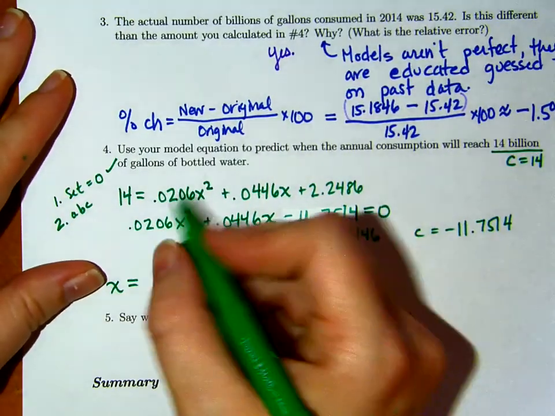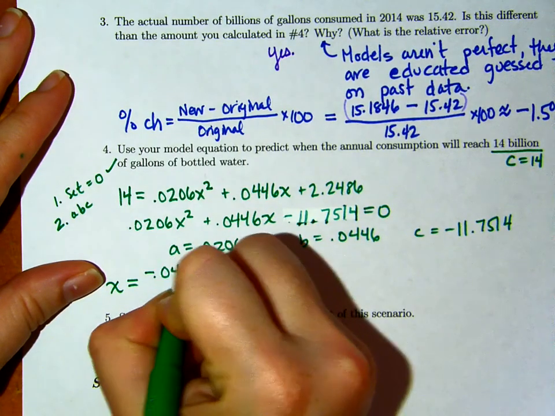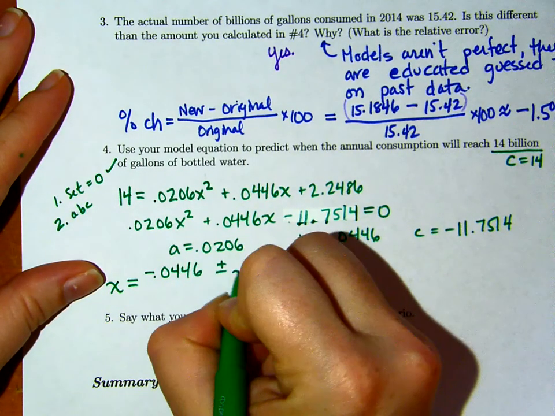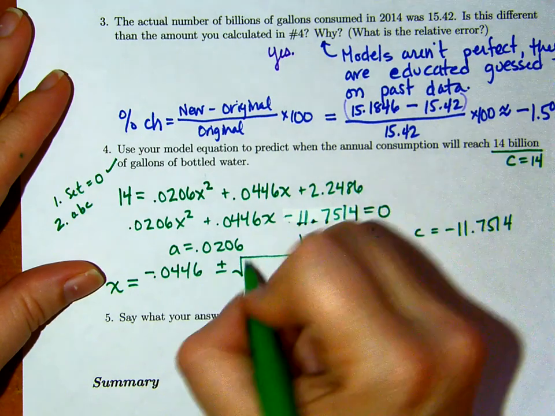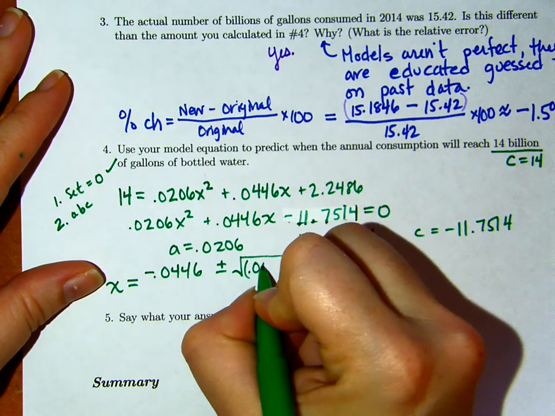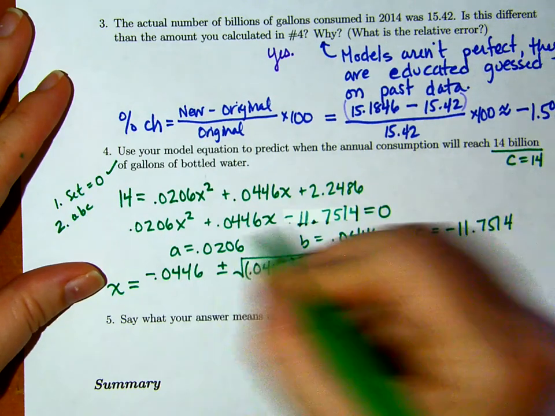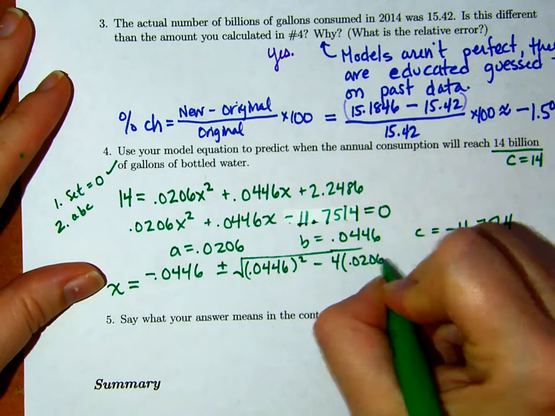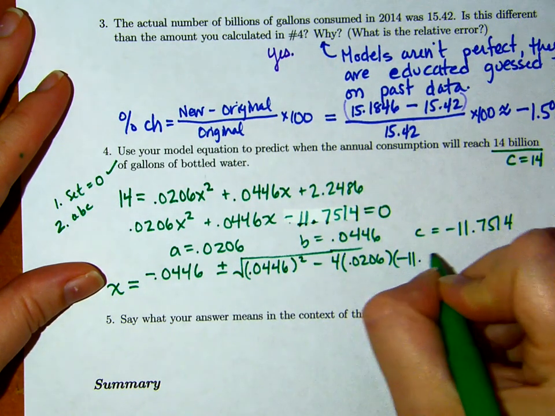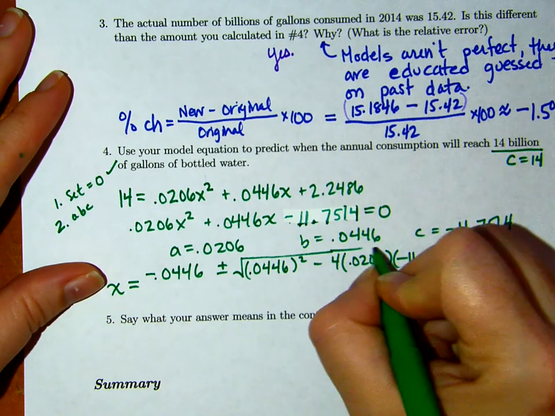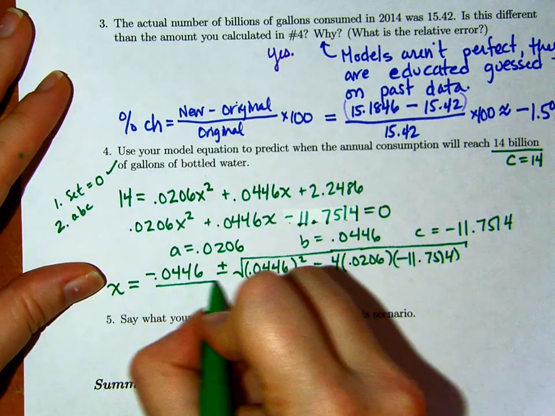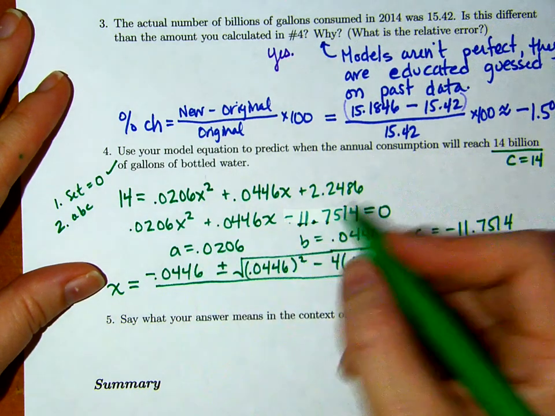The opposite of B, negative 0.0446, add or subtract, square root of 0.0446 squared minus 4 times A, which is 0.0206, times C, which is negative 11.7514, all over double the A.